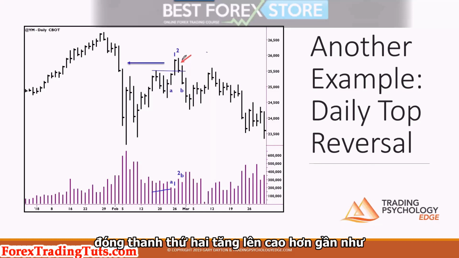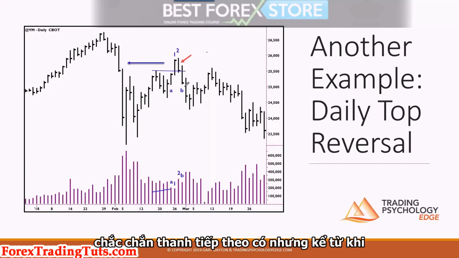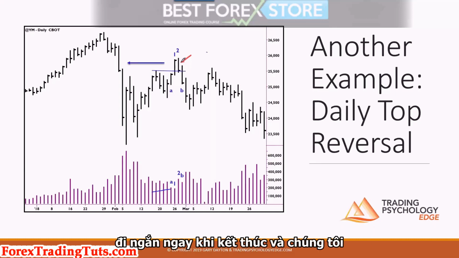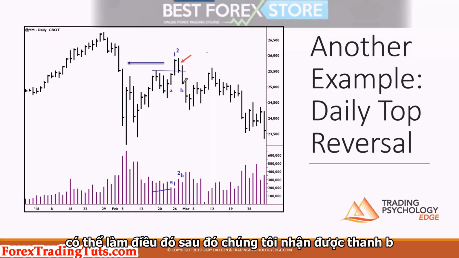Second bar goes up higher, almost comes down, closes on its low. That's good. Almost closes underneath. Or maybe this is a little cockeyed, and maybe it does close underneath. I'm not quite sure. Certainly the next bar does. But since it's a top reversal, it's good enough to go short on right on the close, and we can do that. Then we get bar B.